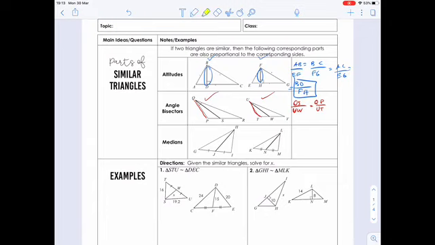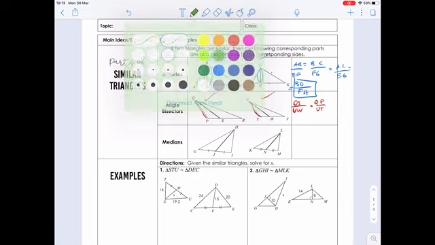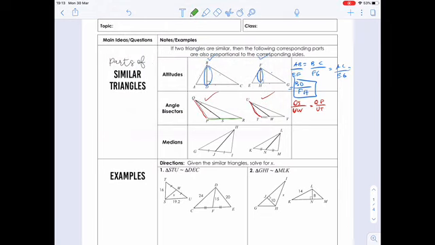Now we use another side. Let's do PR and TV. So that would be equal to PR over TV. It would be equal to all the sides. And then if we did the last side, it would be the same thing. So that would be equal to QR over UV. There we go. So all those are equal. So the one addition would be the angle bisector.